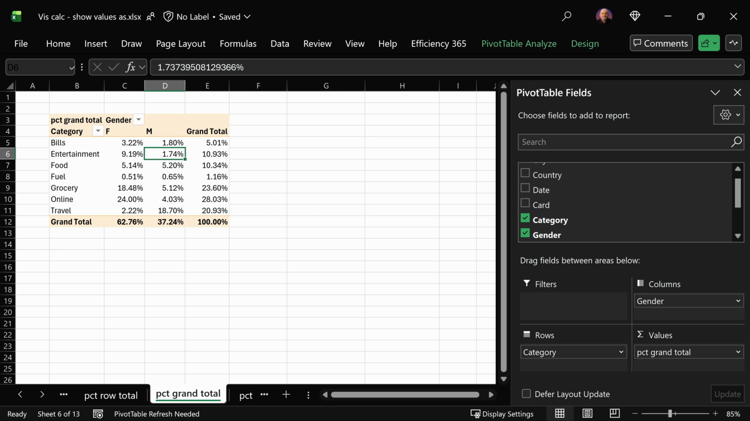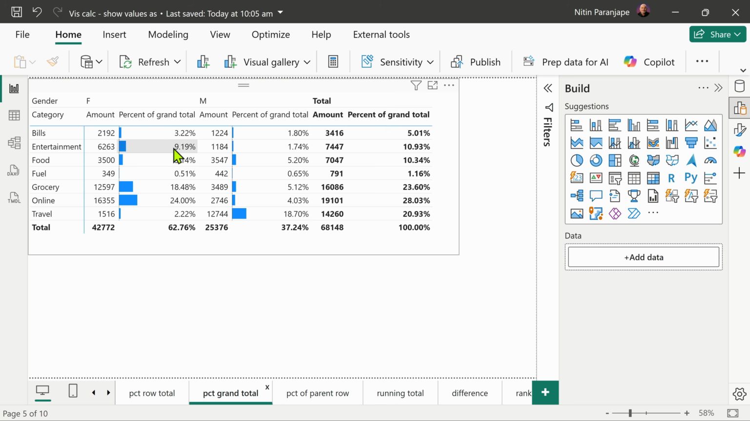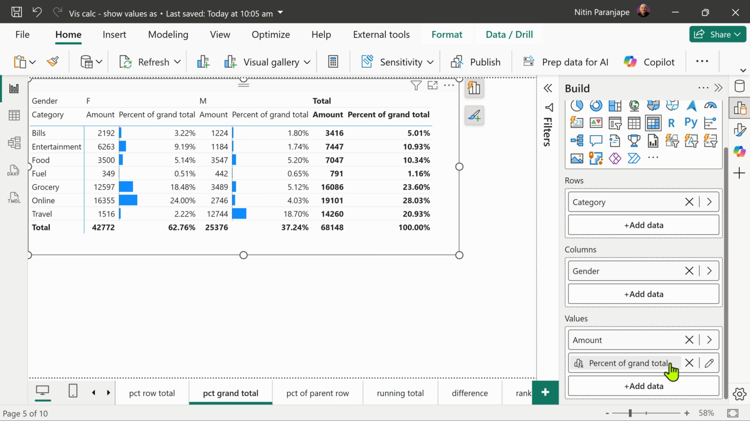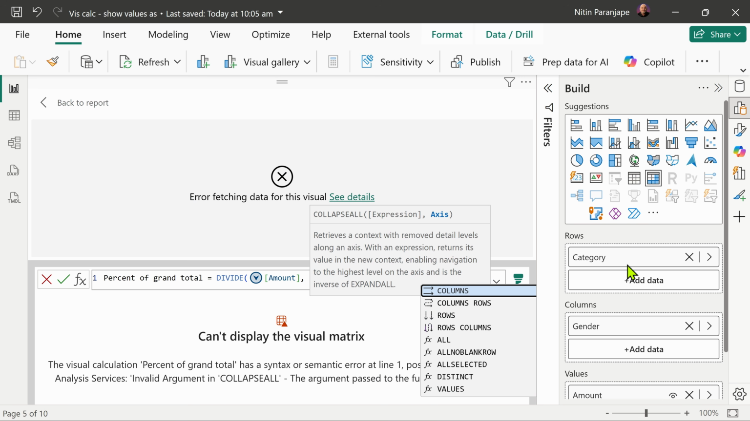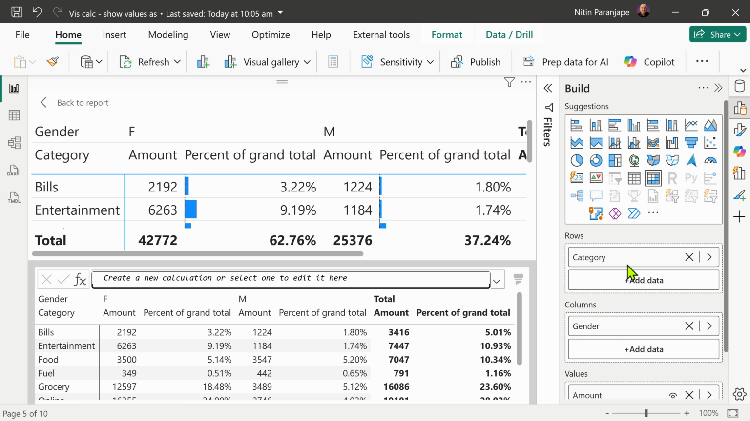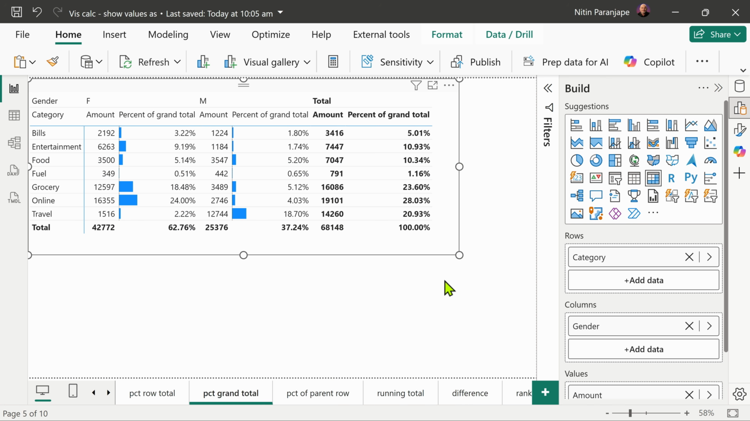How do we do that in Power BI? Let's see. Same values have come. Click, go to the visual calculation, edit it. Divide amount by what? This time, I don't want to collapse by row or column, collapse all. And then it still wants a parameter, rows and columns. So when I say collapse all, it needs to be told, is it by row or by column? So I want to say both. That's why rows, columns. And that's how we got percentage of grand total.